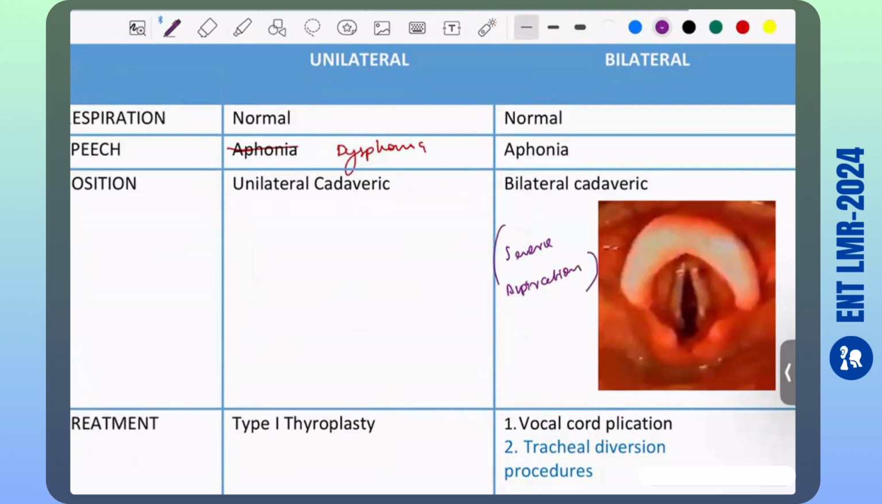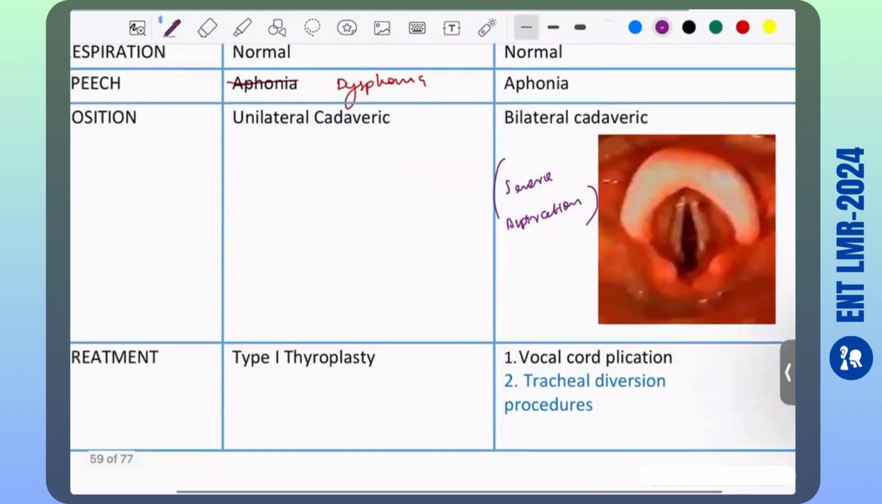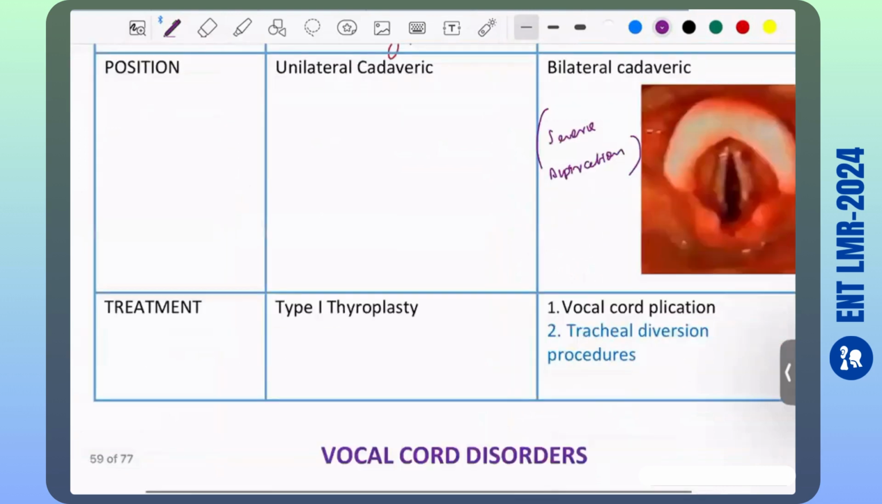Severe aspiration, you do a vocal cord plication or tracheal diversion procedure.